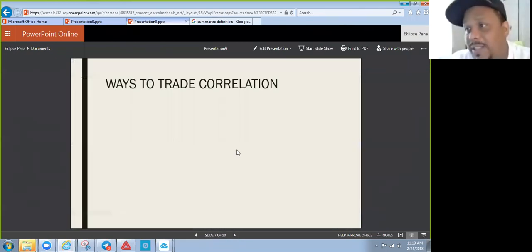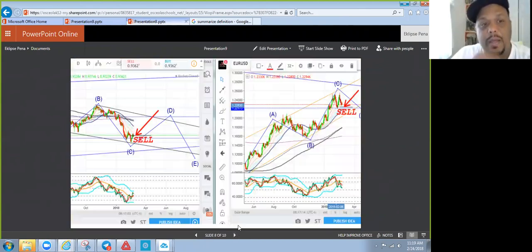Ways to trade correlation. This is great. You guys are gonna love this. This is one of the coolest things that you guys will ever see when it comes to trading. These are called tricks. We're not really into tricks, but it's pretty cool. So check this out. This is USD CHF. This is your USD on the daily.